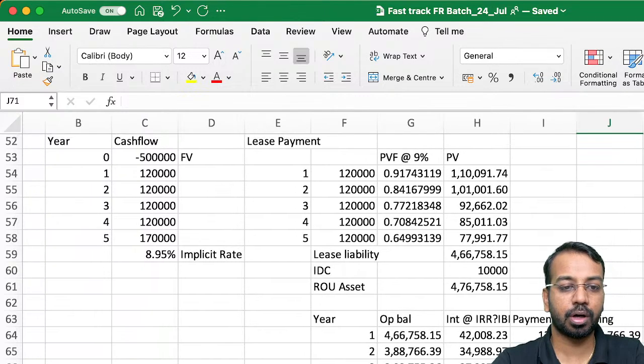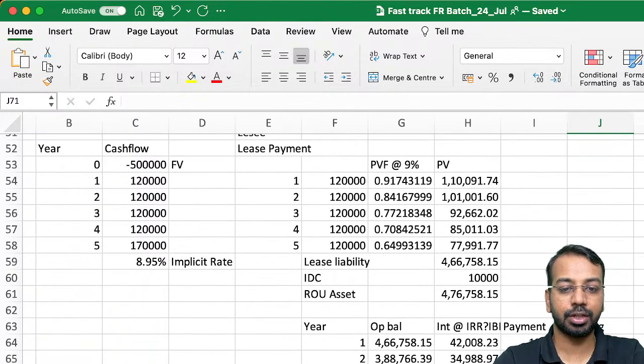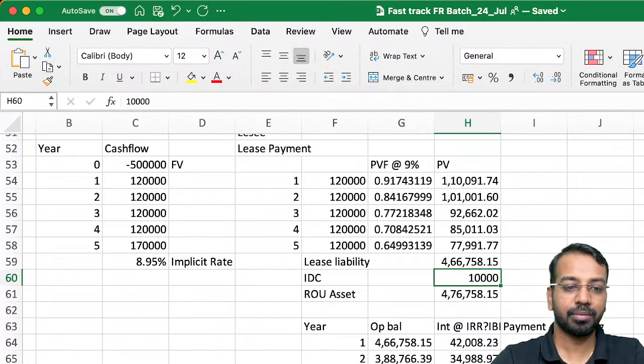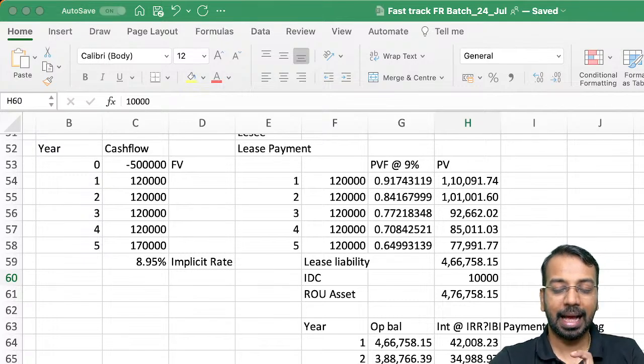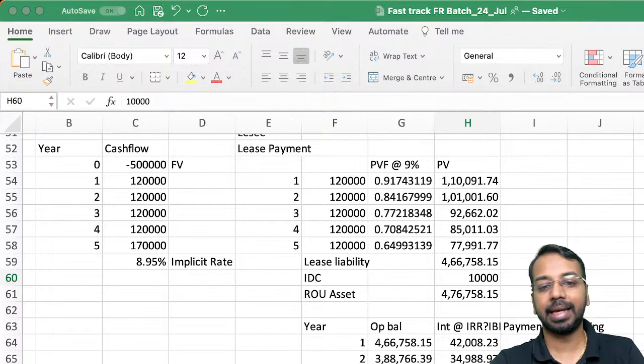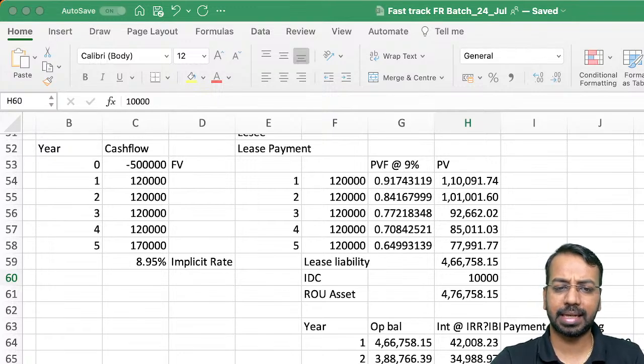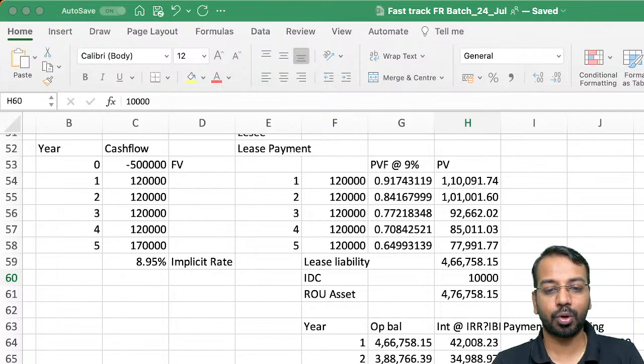So yesterday we understood how to calculate the right of use asset using this particular example, and also the lease liability. Before we move ahead, a quick recap. Right of use asset will always be equal to the lease liability, that is the present value of lease payments, and we will discount it at the rate implicit in the lease, or the incremental borrowing rate if the implicit rate is not known. So it depends on whether the rate is known or not known.